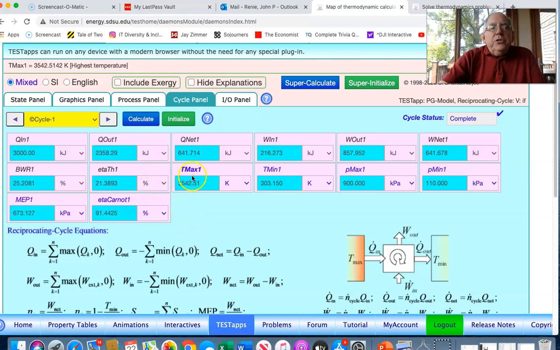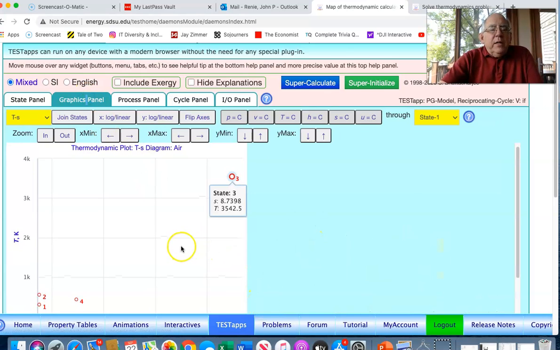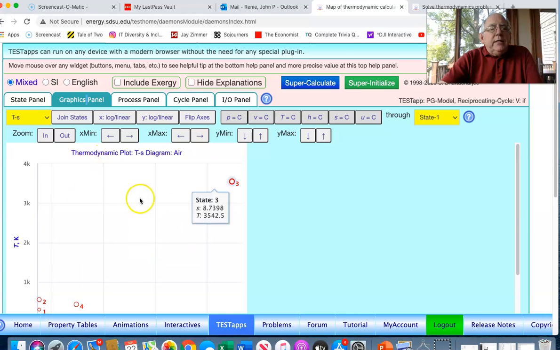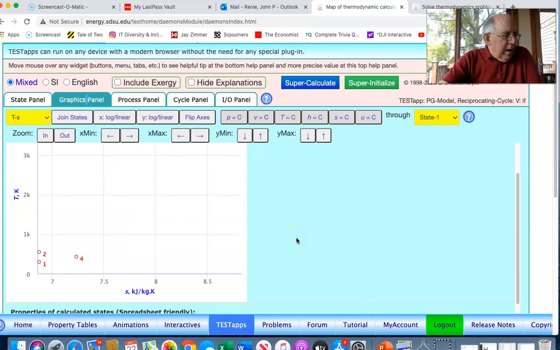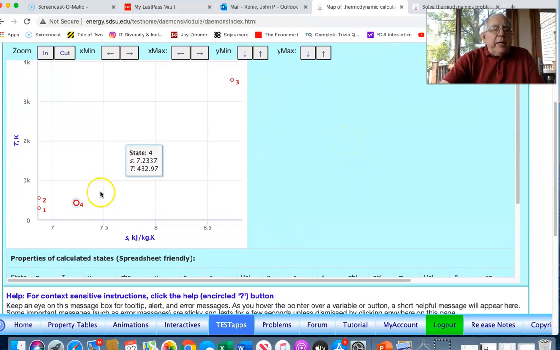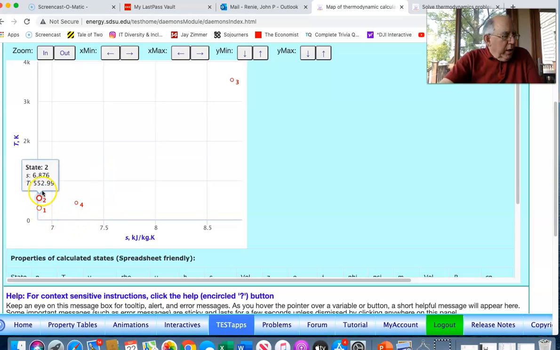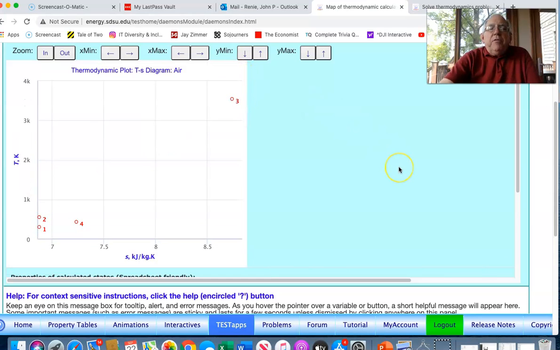Now, if we wanted to, we could go to our graphics panel, and we could take a look at what this looks like on the TS diagram. And we can compare that to what was given in the problem, which maybe looks a little bit different. And again, it's just because of the scale. So here was our 1 to 2, that was our first compression. We then had that constant pressure process up to 3.